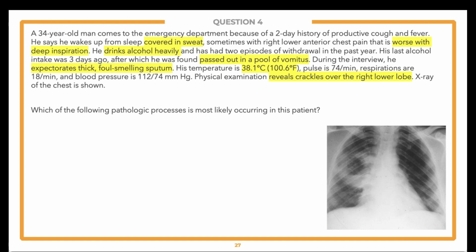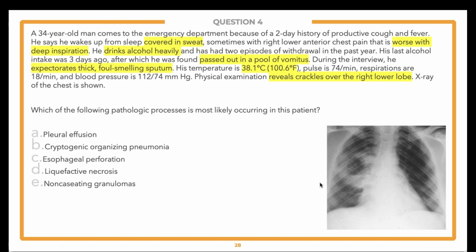All right, so you should come up with a diagnosis in your mind at this point. And your next step should be, well, what pathological process is happening with that diagnosis? So let's look at the options and let's try to figure out what's going on. So again, we've got 5 options here. Let's work through these. Option A, pleural effusion. Option B, cryptogenic organizing pneumonia. Option C, esophageal perforation. Option D, liquefactive necrosis. Option E, non-caseating granulomas.